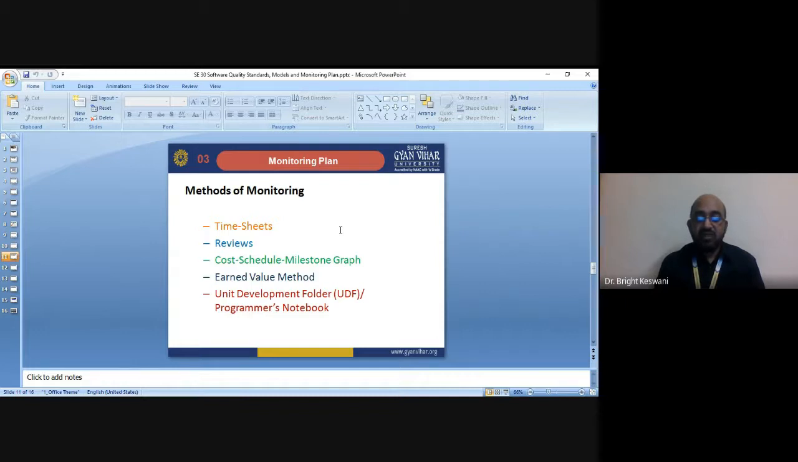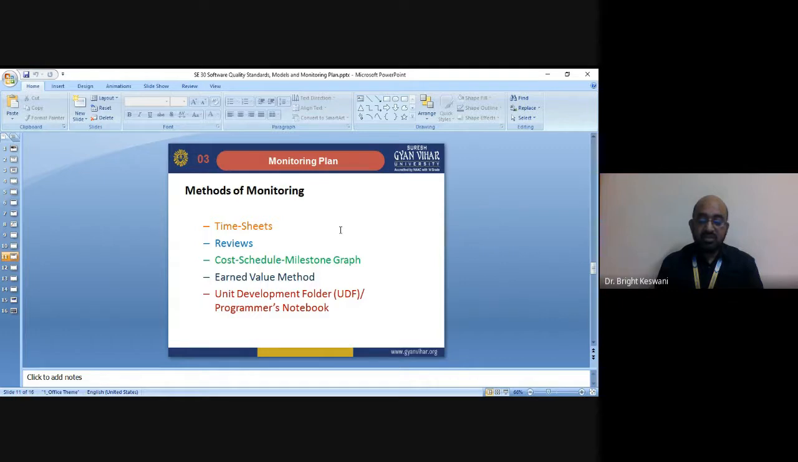Once project development begins, the management has to track the expenditure and the progress of the project. Progress can be monitored by using the schedule and milestones as mentioned in this plan. Timesheet is the most common method of keeping track of expenditure. It records how much time different project members are spending on different activities in the project. So it is a very important thing.